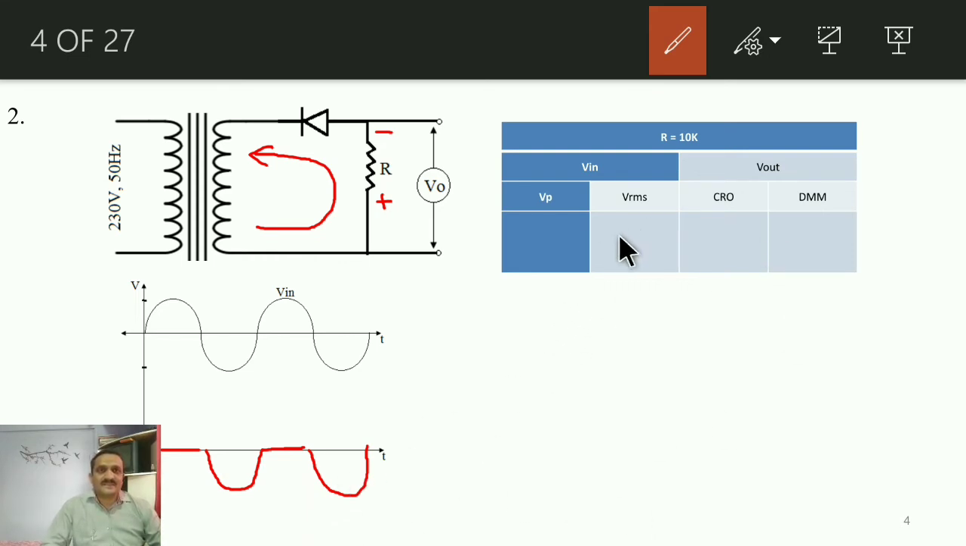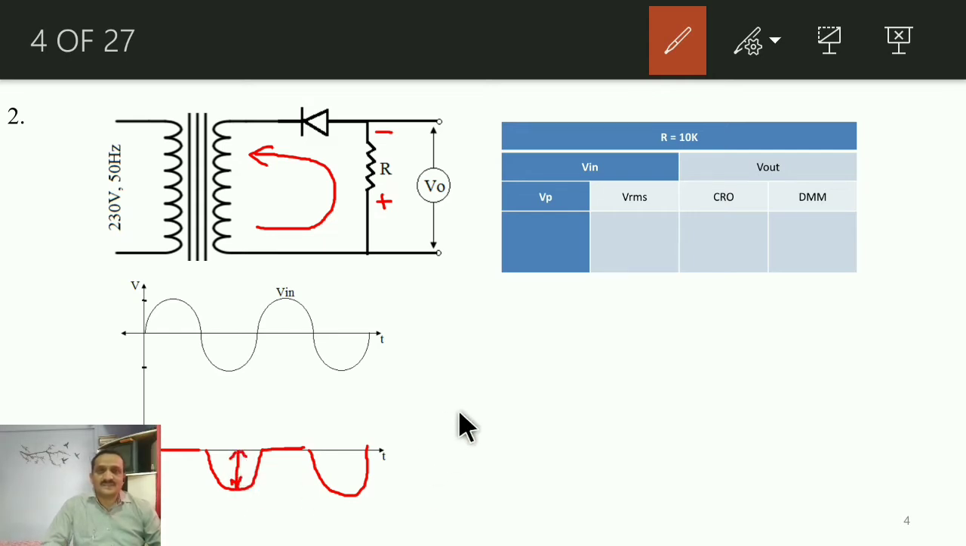Again, same as the previous, just consider the RMS value as 12 volt. That means the transformer is a 12 volt transformer, its secondary voltage is 12 volt. Calculate the value of VP. Then imagine if it is observed on a CRO, how much will be the peak value of this signal? It will be equal to VP minus 0.7, right?